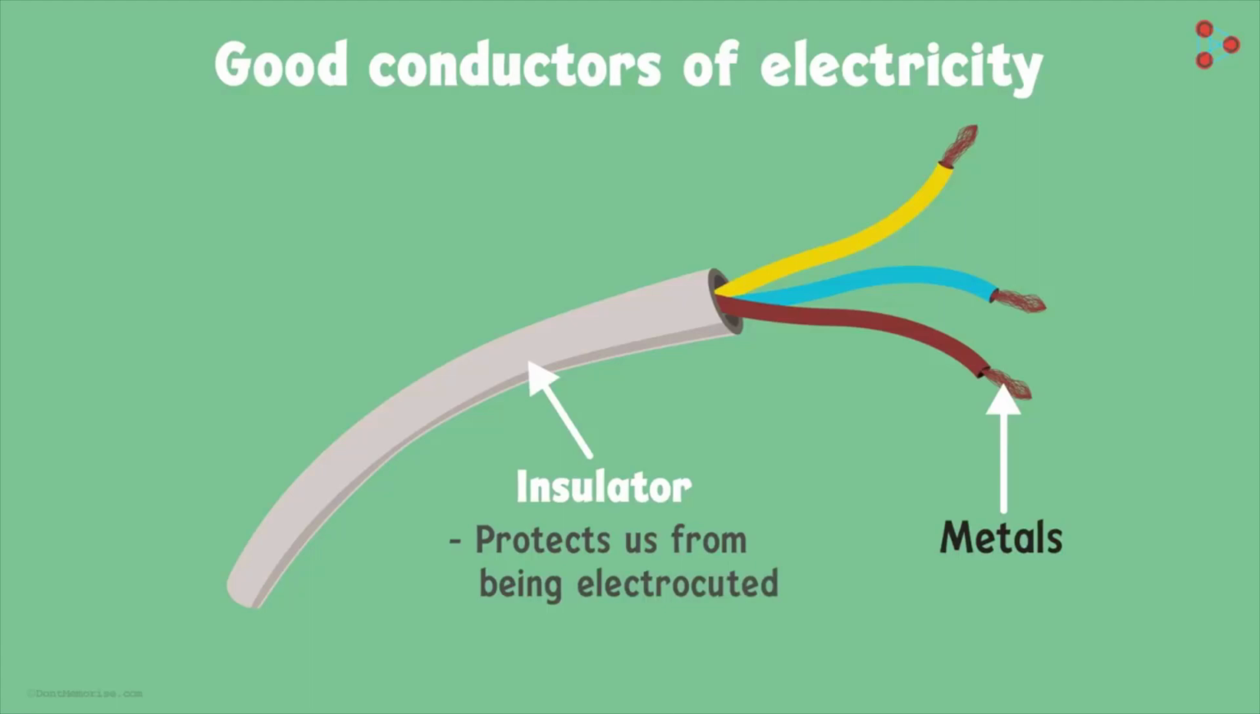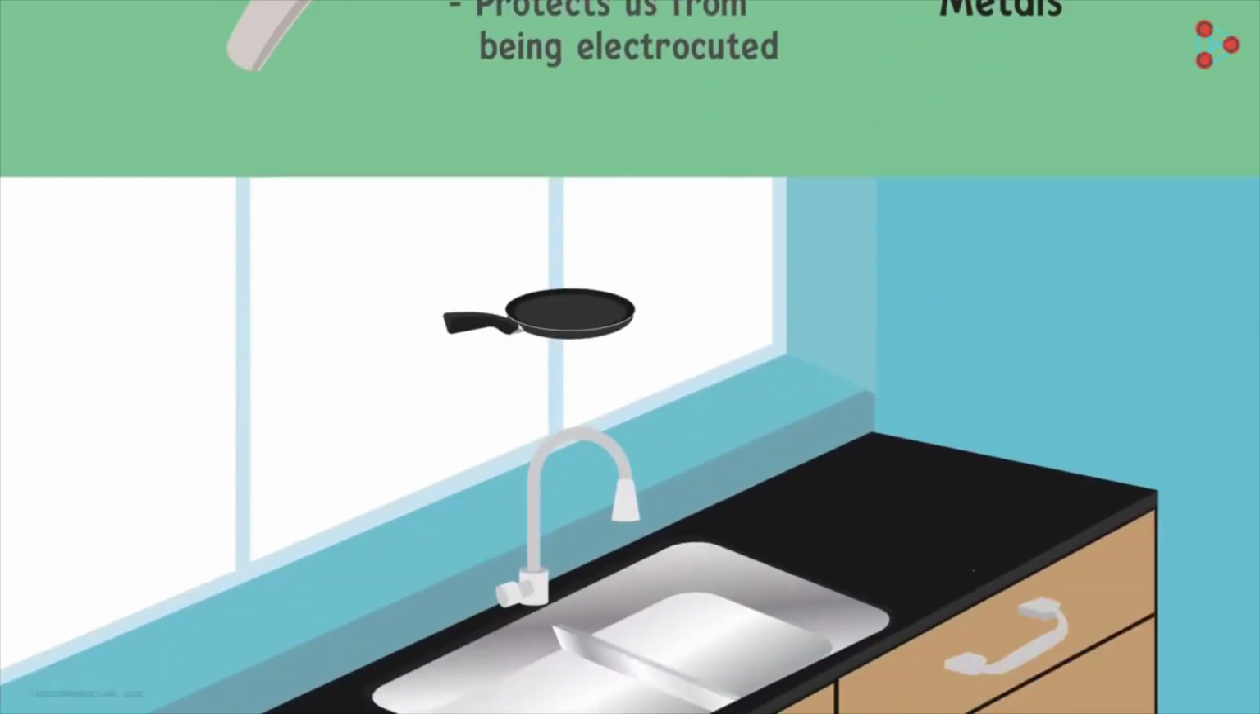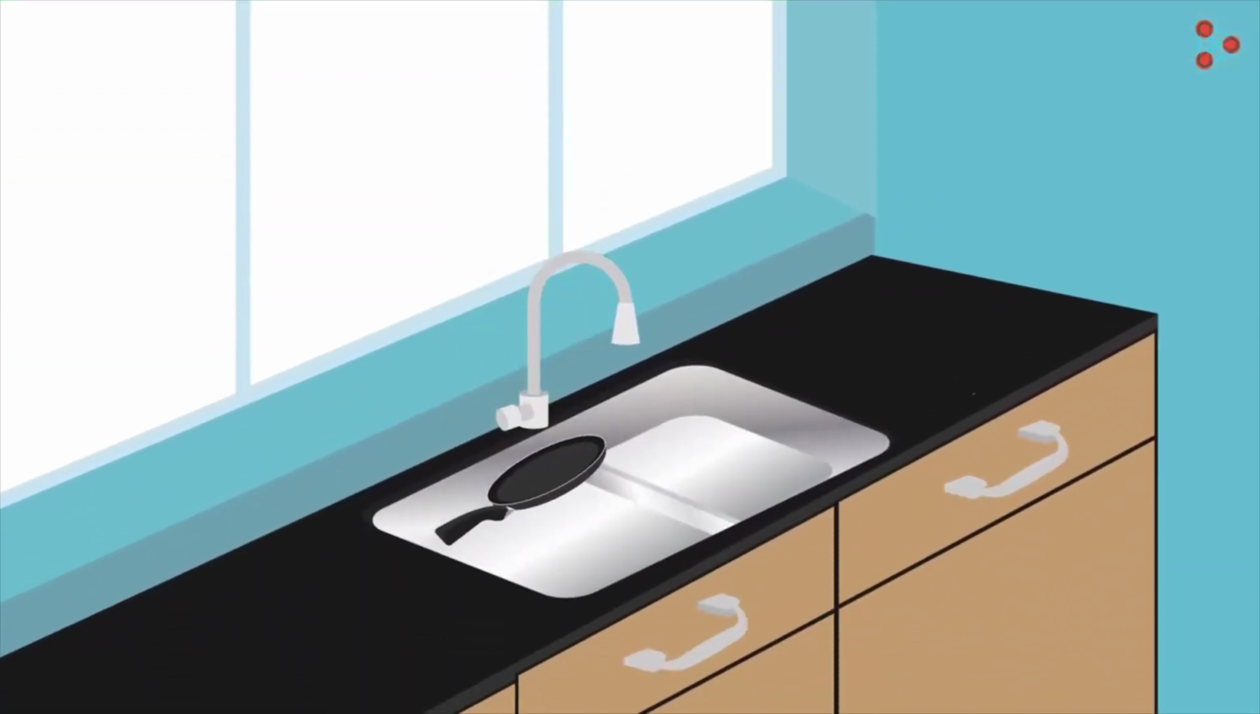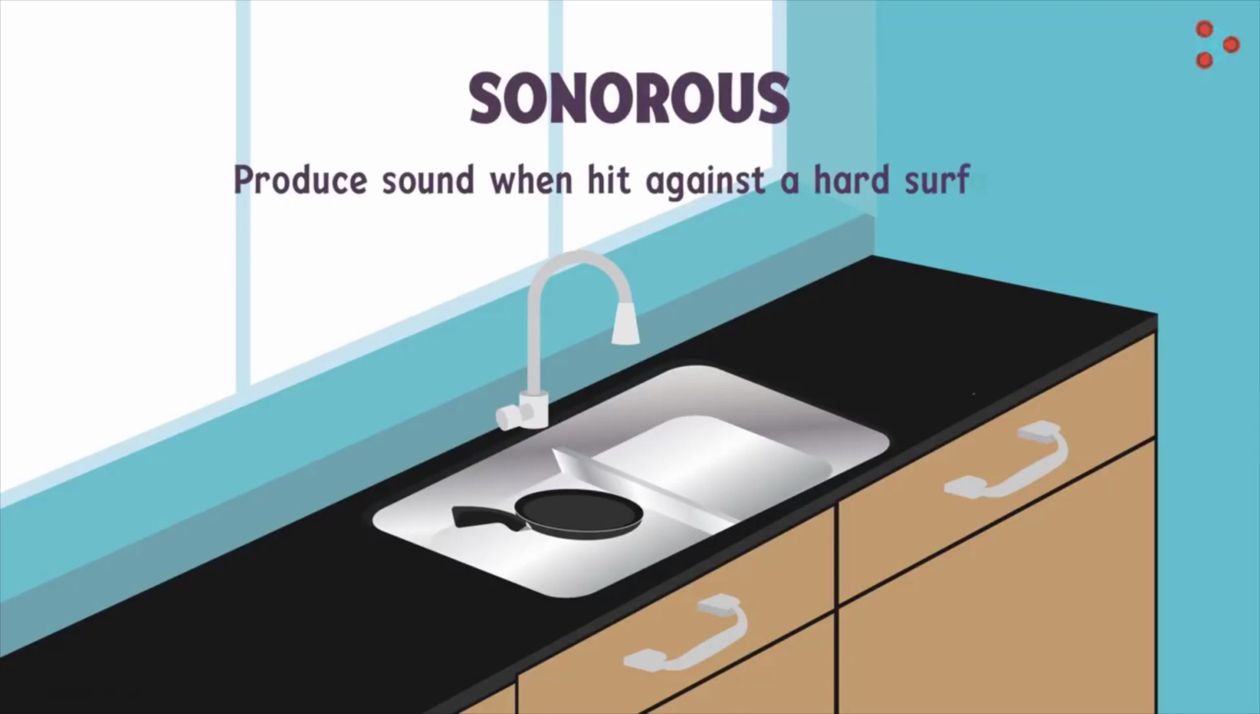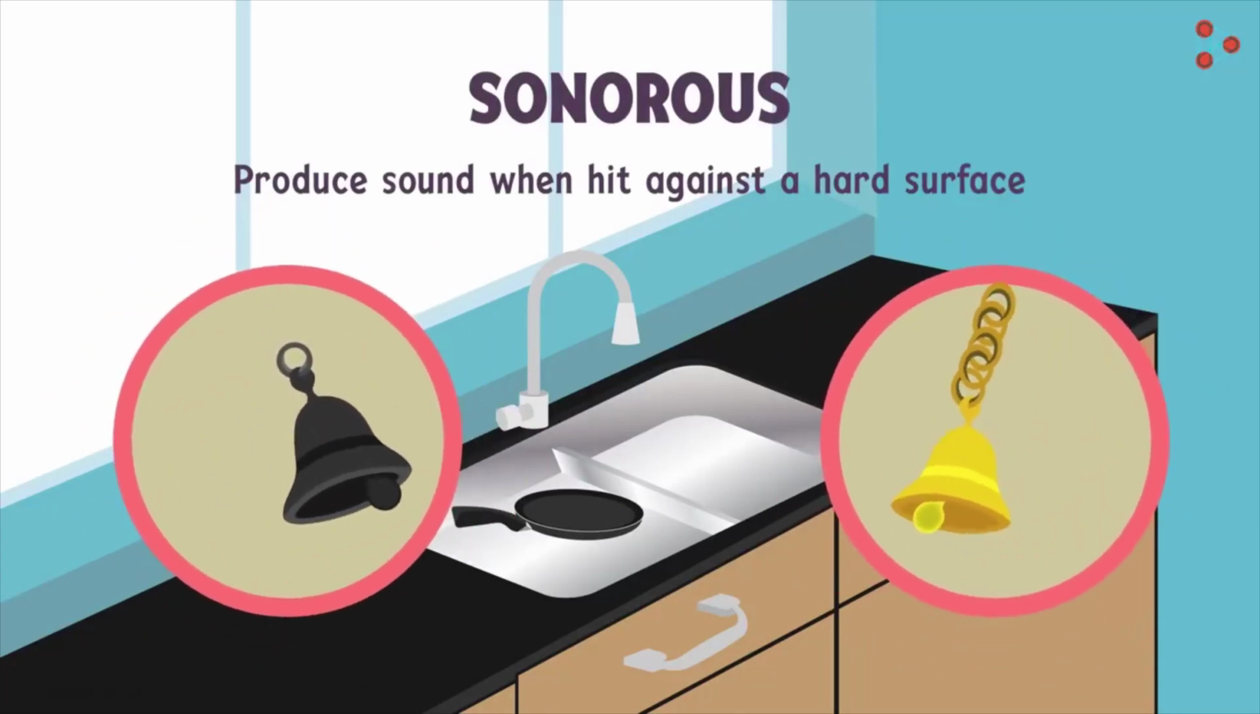Do you know any other property of metals? What happens when we strike a metal on a hard surface? Like utensils banging against the sink. Can you hear a sound produced by metal? Yes, this is another property of metals. We can call metals as sonorous, meaning they produce sound when hit against a hard surface. No doubt, school bells, church bells, or the bells in a temple are made up of metals.